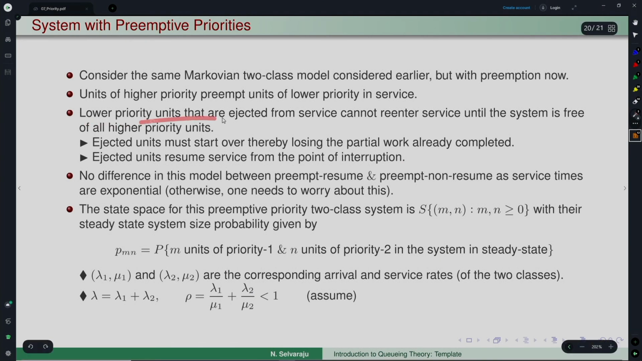Now, lower priority units that are ejected from service cannot re-enter service until the system is free of all higher priority units. Okay.